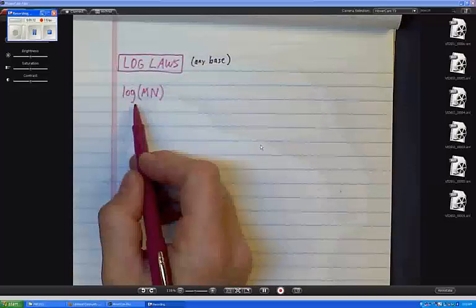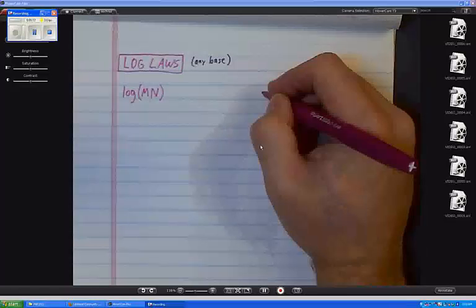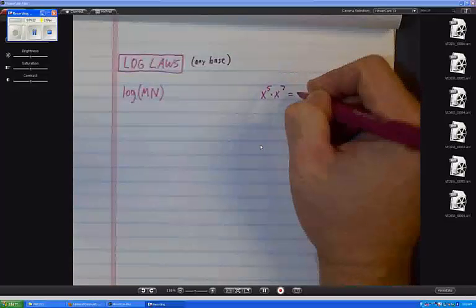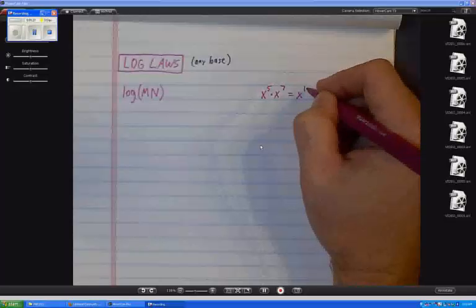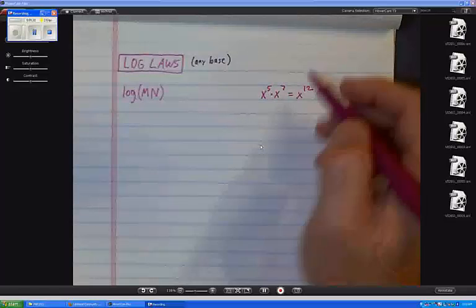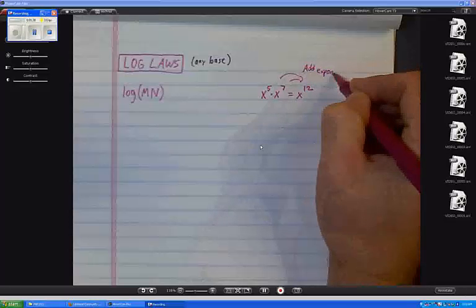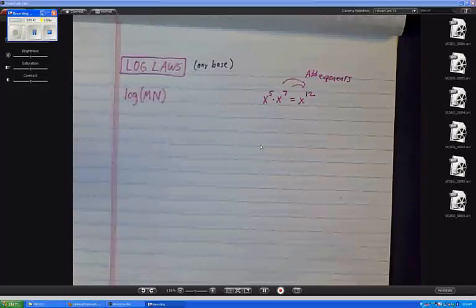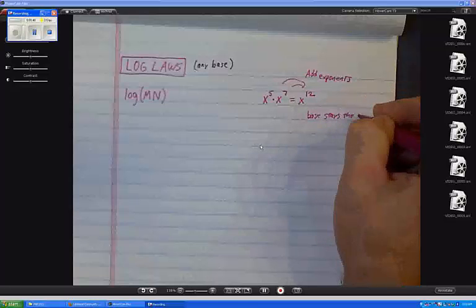When we multiply numbers that have the same base, for example, if I take x to the 5th times x to the 7th, I get x to the 12, right? So how did you do it? Well, we add the exponents. What about the base? The base stays the same. Okay, the base is going to stay the same in the log laws too.